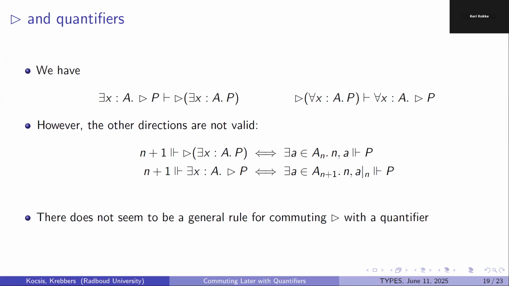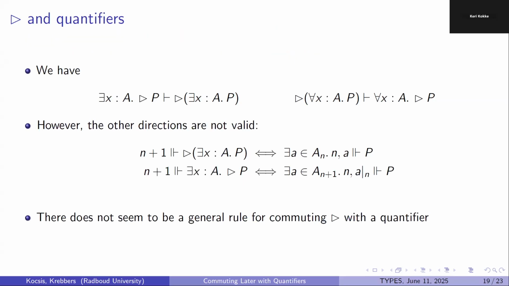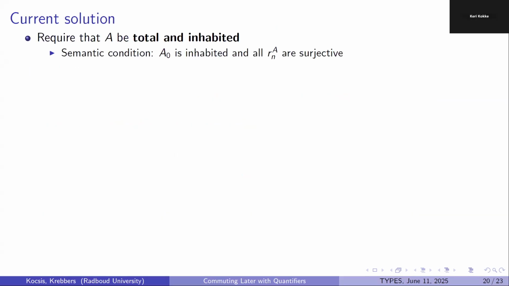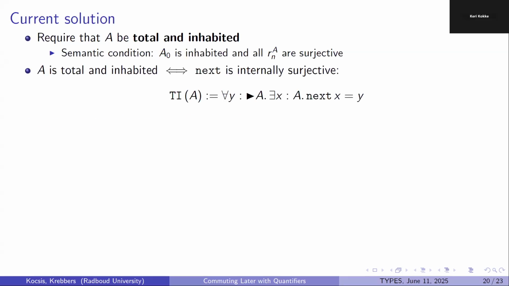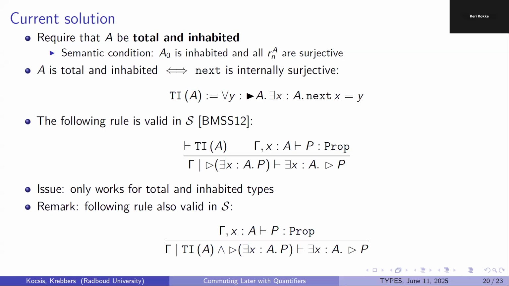In the literature, there does not seem to be a general commuting rule which solves this problem. What people have been doing so far is to require some semantic condition on the domain of quantification, namely the condition of being total and inhabited, which is a semantic condition, but it can be expressed internally as a formula. If we assume this condition, then we get the converse direction as well, which is nice. But of course, the issue is that this only works for some subclass of types, so that's not satisfactory. By the way, we can move the assumption of total inhabitedness into the antecedent of the sequent.